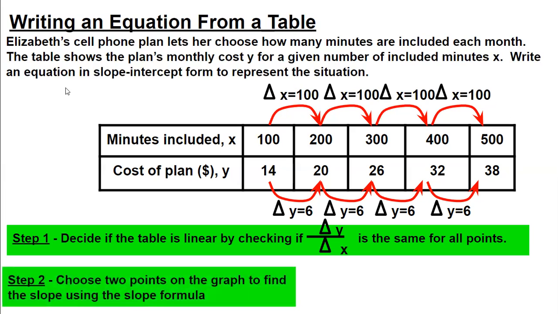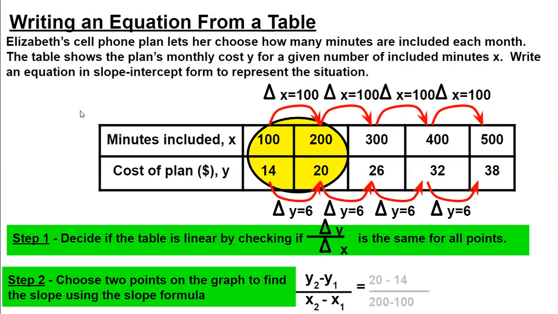So step 2, we're going to choose 2 points. It says on the graph, but in our case, it's on the table, to find the slope using the slope formula. So we're going to pick those 2 points, 100 comma 14 and 200 comma 20. So we use our formula, y2 minus y1 over x2 minus x1. My y2 is going to be my 200. My x2 is going to be my 20 minus 14. That's wrong.